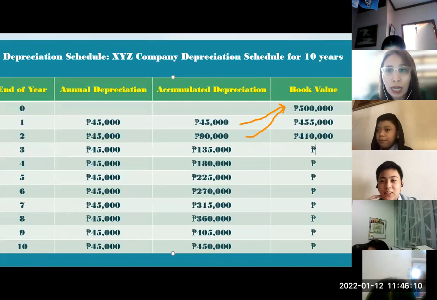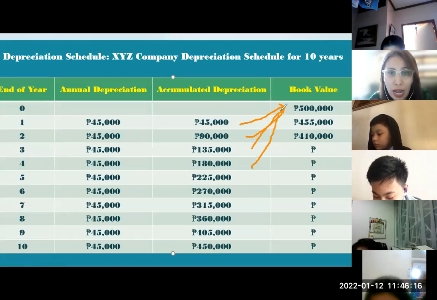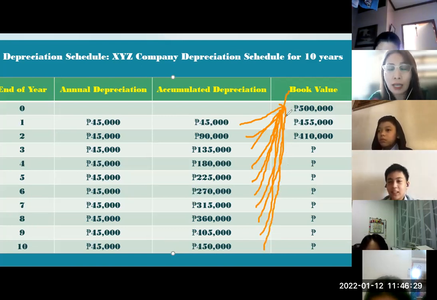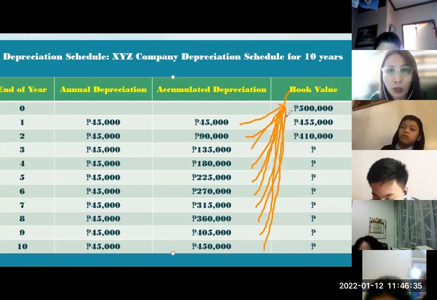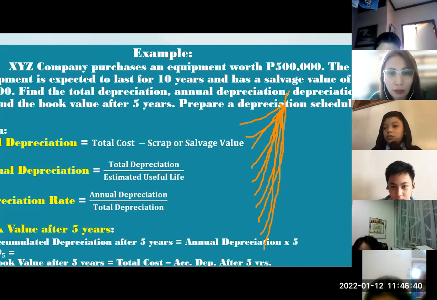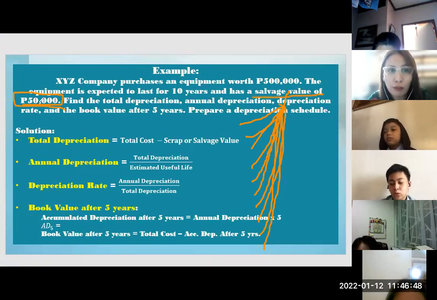Okay, so we just subtract, and so on. It goes straight through. We just subtract from the book value or original cost, until we reach the salvage value. We have a salvage value, until we reach this 50,000 pesos. It's given, a salvage value of 50,000 pesos.